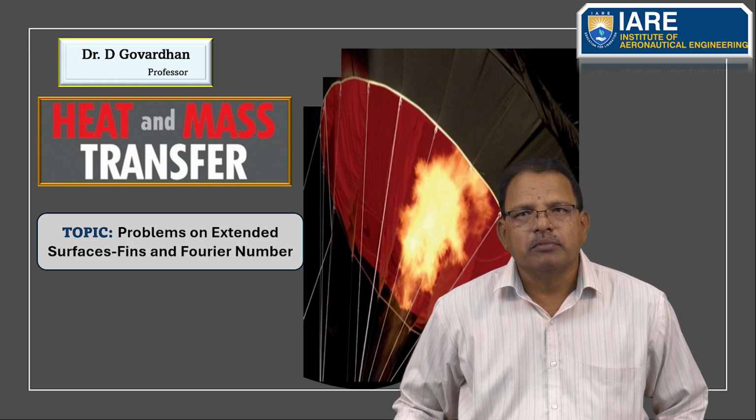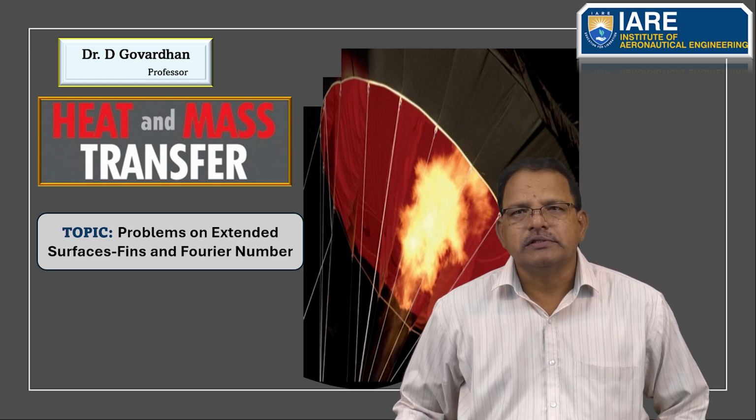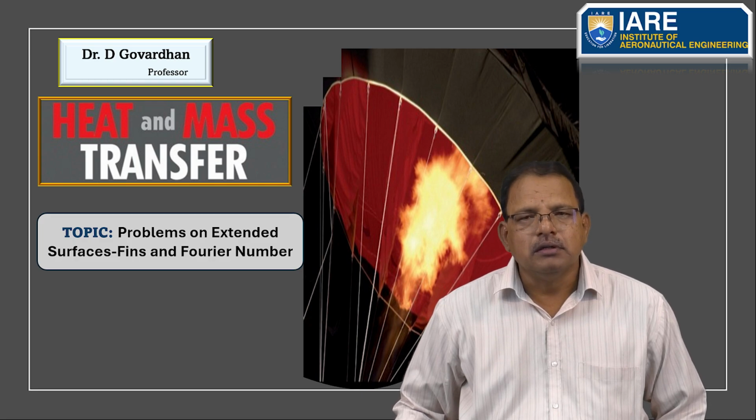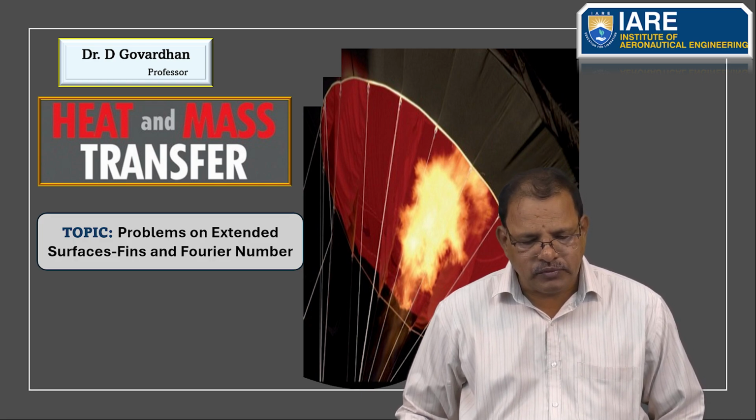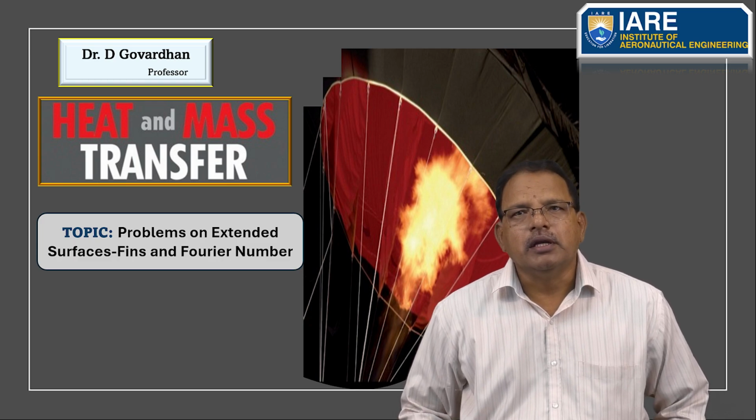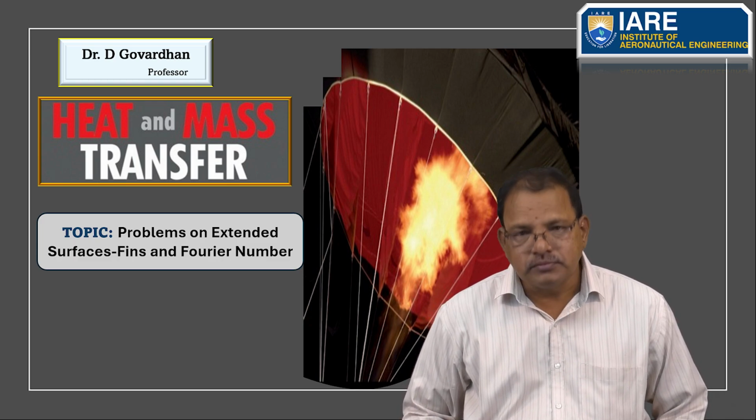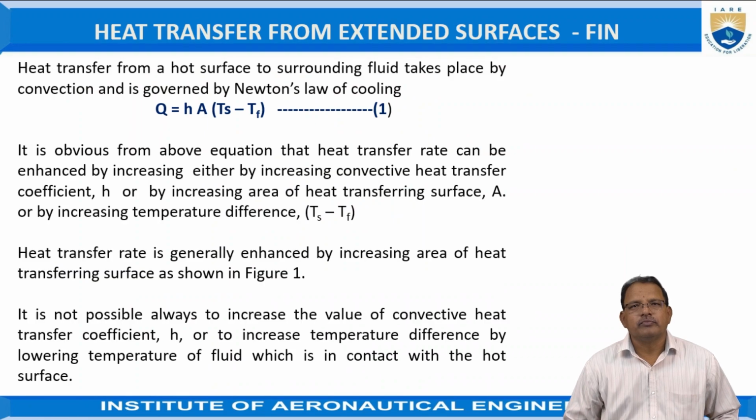Today we are discussing problems on extended surfaces, fins, and Biot and Fourier numbers in the heat and mass transfer subject. The heat transfer from a hot surface to the surrounding by the convection process can be determined by the relation Q = hA(Ts − Tf).